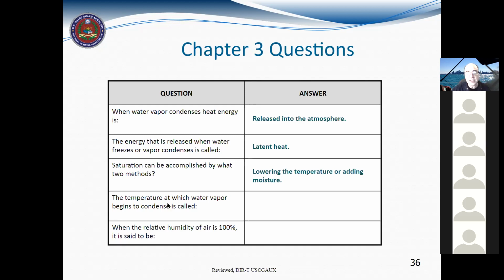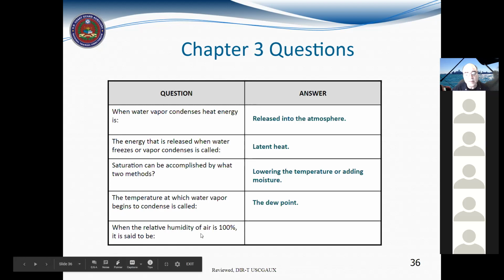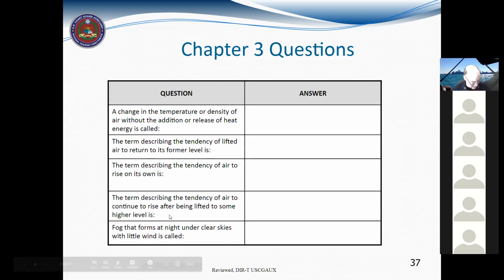Jessica McAllister, the temperature at which water vapor begins to condense is called? Dew point. Correct. Jim Davey, when the relative humidity of air is 100%, it is said to be? Saturated. Right on. Last page. John Puskar, a change in the temperature or density of air without the addition or release of heat energy is called?